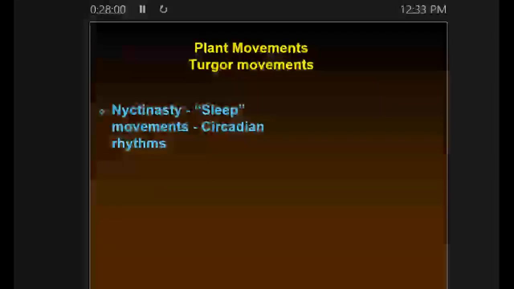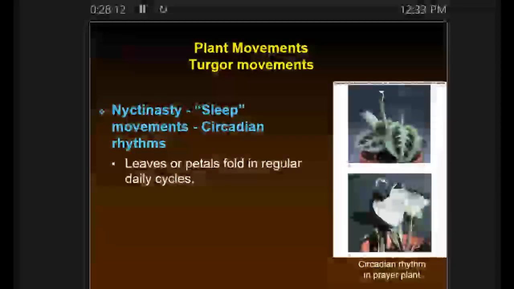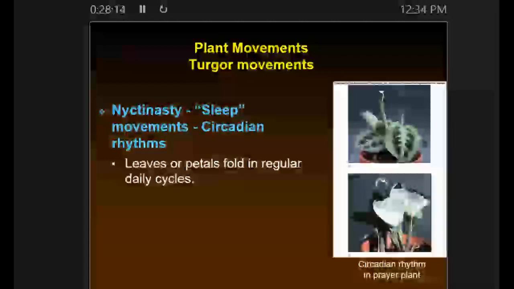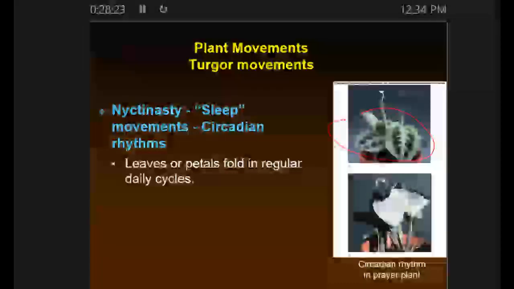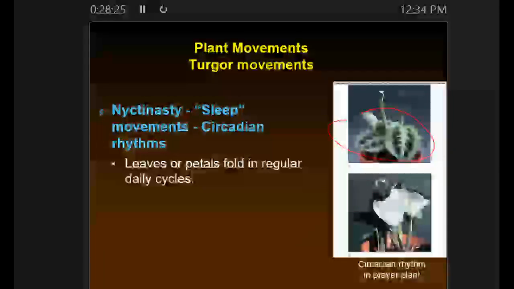Here's another one on the day-night rhythm. Nyctinasty is referring to a sleep rhythm of movement. They often talk about this plant, whose nickname is the prayer plant, because during the day its leaves are relatively horizontal to the ground, as you see in the top image. Then at night, the leaves of the prayer plant fold up like hands in a prayer position. So they call it the prayer plant.